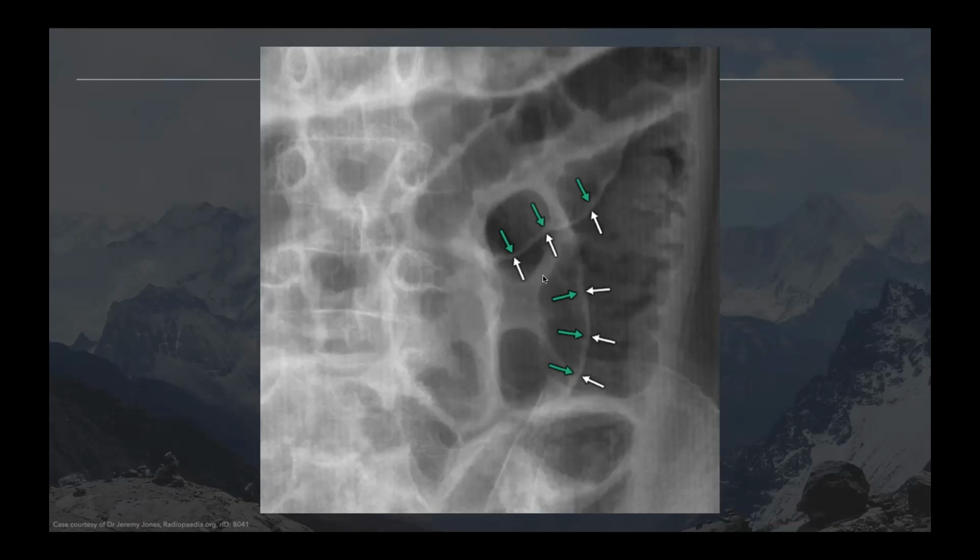Whereas, because there's free intraperitoneal air here, you have air within the lumen wall interface, you go across the wall, and then you have a sort of wall external surface interface. You can see the external margin of the bowel wall. And that is Rigler's sign, or the double wall sign.